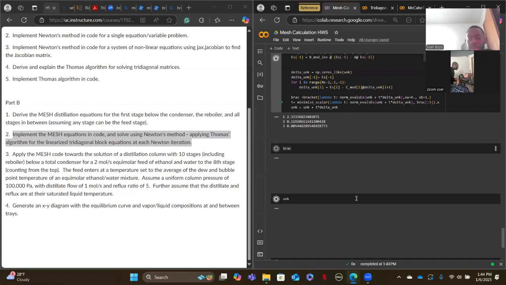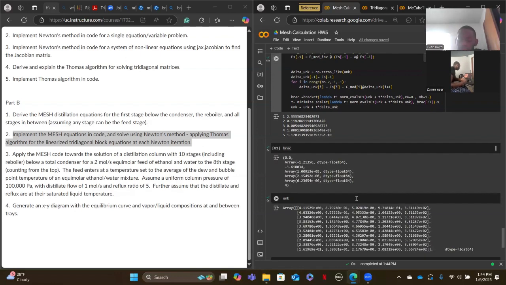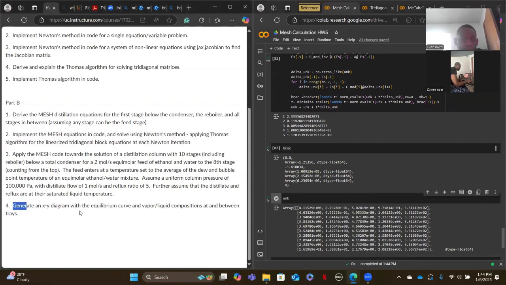I just want to make sure and check our unknowns. Make sure they look right. They should be close to zero, I thought. I'm pretty sure they should be close to zero, our unknowns. They're not. I'm gonna check this, come back, and we can plot out the rest. We can plot out the McCabe-Thiele. Okay.